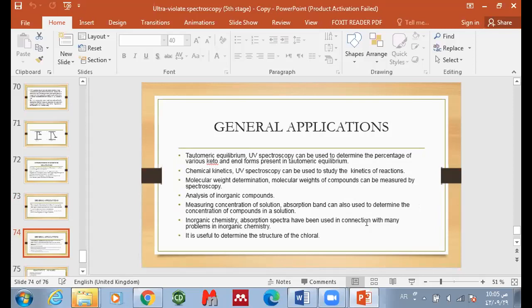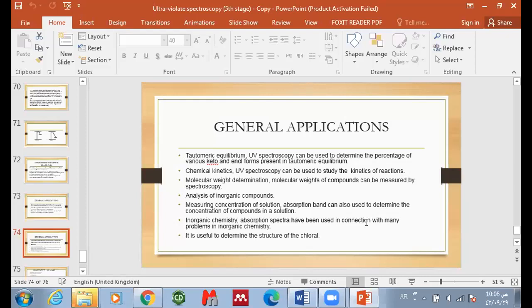As well, we can use it to follow the kinetics of the reaction. And I think you studied this before in second stage. You studied the kinetics or rates of the reaction. So UV spectroscopy can be used to study the kinetics of reaction.